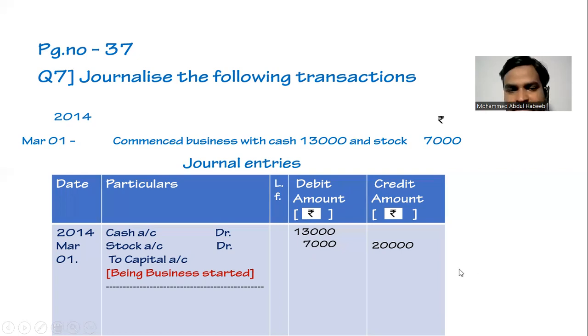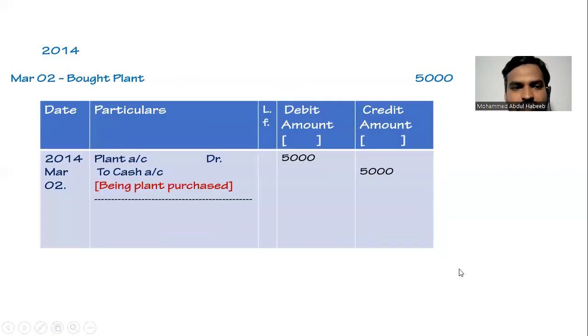Coming to our next transaction, which is on 2014 March 2nd. It is bought plant 5,000 rupees. So here the date will be taken as 2014 March 2nd. Bought plant in the sense the business is purchasing plant. So plant is coming into the business and cash is going from the business. So the journal entry will be plant account debit 5,000 to cash account 5,000, and the narration will be being plant purchased. After completing the journal entry, we'll draw a line.